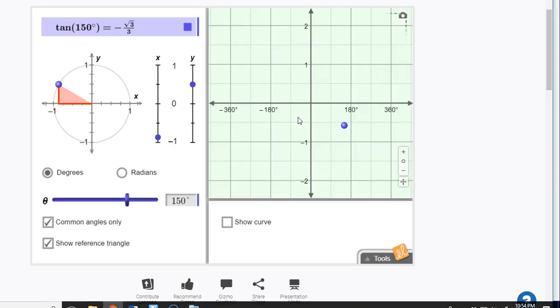Finally, 180 degrees. Well, just think about what that is before I drag this purple dot over here. What are the coordinates of that point? And therefore, what is the tangent of that angle? Okay, the point's coordinates are negative 1, 0. So we're dividing the y by the x. So that should be a 0. And of course, there is the tangent value over here. There it is up top.